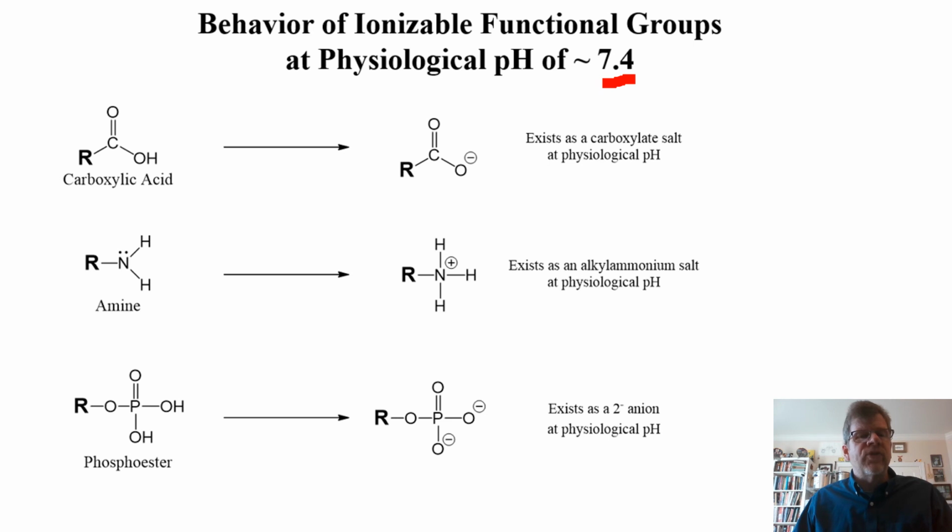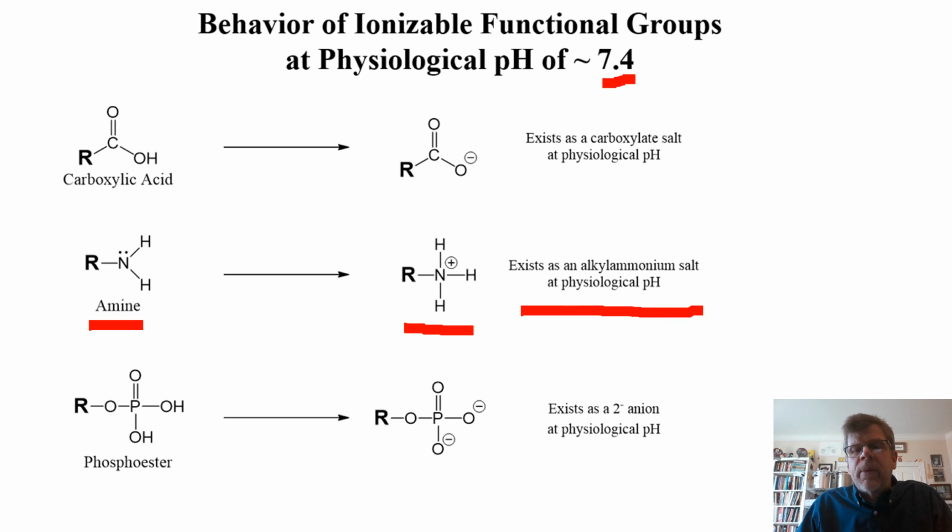Similarly, we saw that an amine was another ionizable functional group at physiological pH. Physiological pH with respect to an amine acts as an acidic system. So remember, when we treated an amine with a strong acid, what we ended up with was an alkyl ammonium salt. And in the case of any amine now, at physiological pH it will always exist as an alkyl ammonium salt.